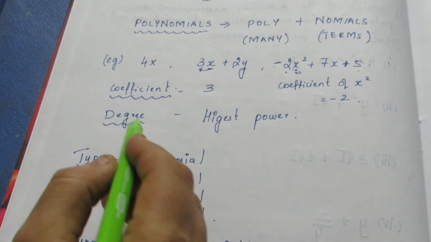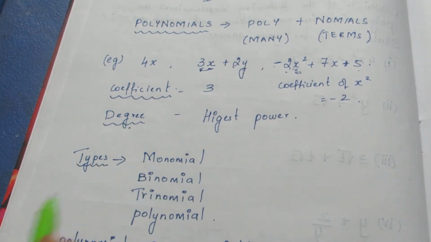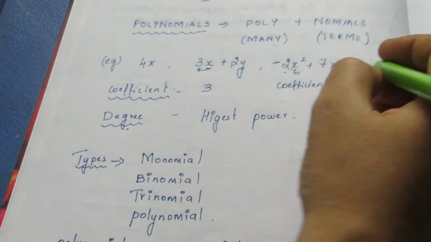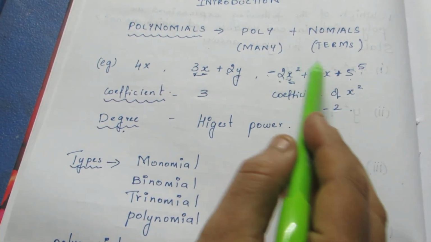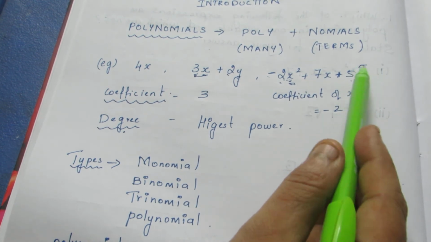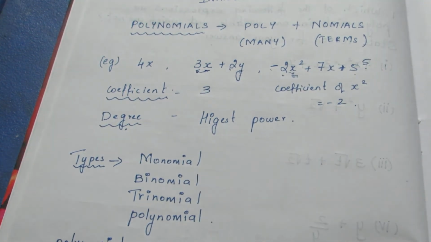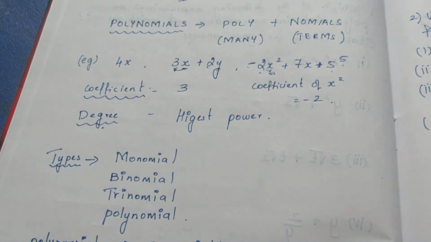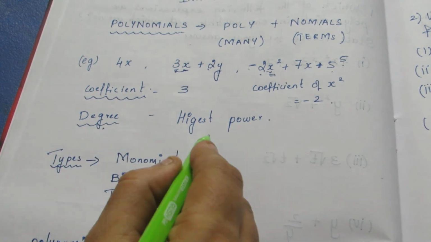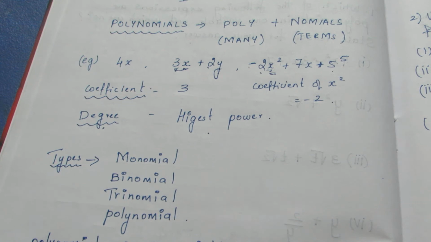The degree will be considered only for the variable, not for the constant term. If I write 5 power 5, then the degree will be 2 only, not 5, because for a constant value, the degree will not be considered. It will be there only for the variables, not for any numbers. So the highest power is the degree of the equation.